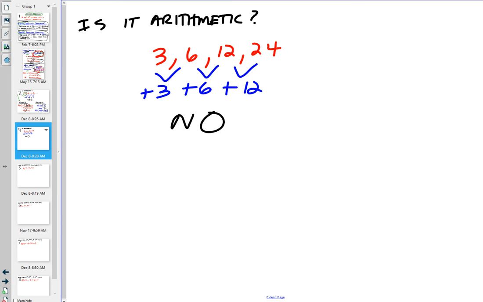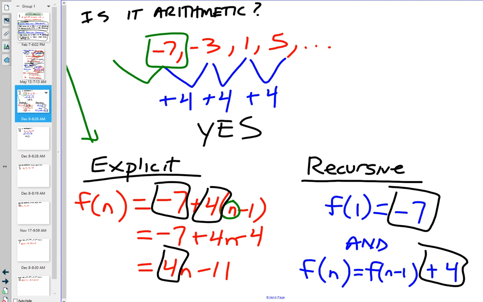All of these have a pattern. The fact that it's a sequence is what makes it a pattern. What makes it arithmetic is that that pattern is specifically one that is linear. That linear means that you're adding every time. You're adding the same number every time, or you're subtracting the same number every time. That's what linear means. That's what arithmetic means.